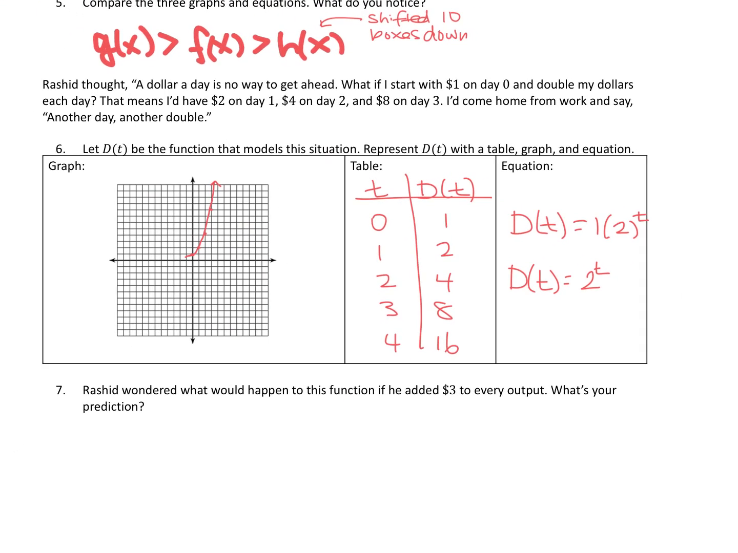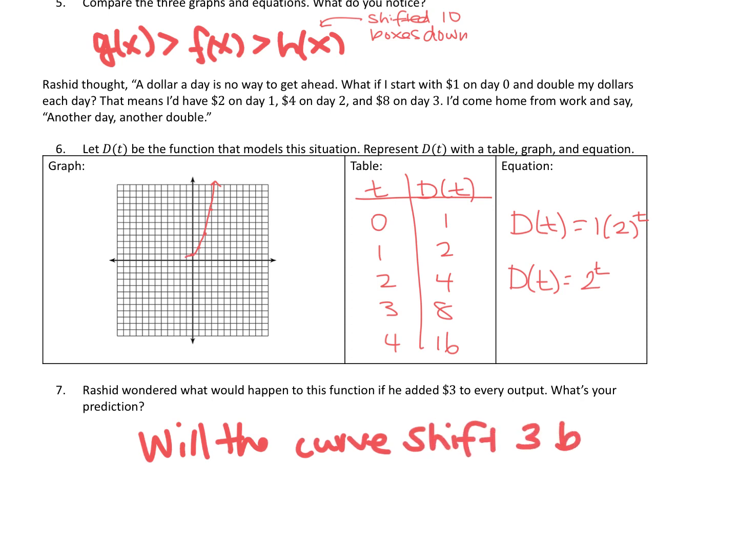Rashid wondered what would happen to this function if he added $3 to every output. What's your prediction? So I'm wondering if every single answer we add 3 to, if that would just shift the whole curve up. So that's going to be my prediction. Will the curve shift 3 boxes up? That is the question.